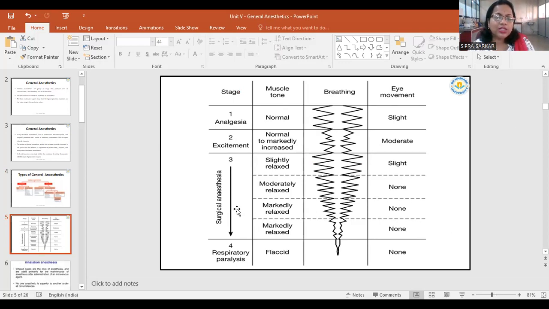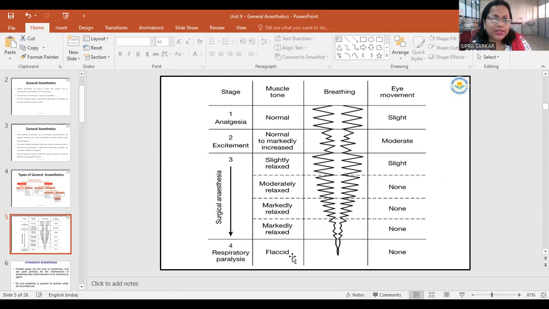In surgical anesthesia, when deeper anesthesia is going on, the muscle is slightly relaxed, moderately relaxed, and markedly relaxed. The movement of the muscles relaxes slowly. The breathing is also lowered as a result, and the frequency of breathing lowers slowly. Eye movement will be slight, and slowly the eye movement becomes fixed. The eye pupil will not be moving continuously.